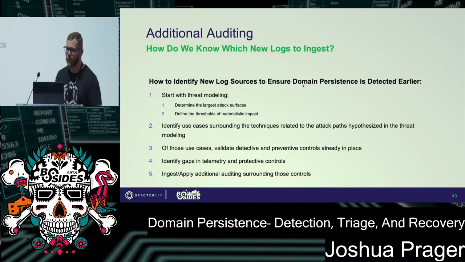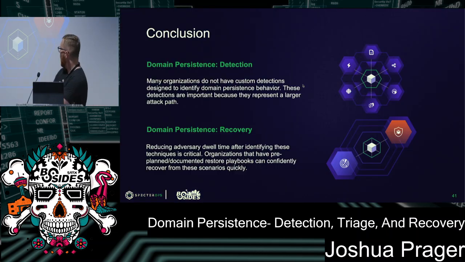All right, so in conclusion, many organizations do not have custom detections, but we need to make sure that they do. And if they are going to have detections, definitely have detections for those critical attack techniques that I just showed you, okay? And then recovery. The recovery process is very time-consuming, and it's very money-consuming. And I promise you, nobody has a budget for it. We need to be planning now. We need to be doing tabletops. We need to be doing exercises.